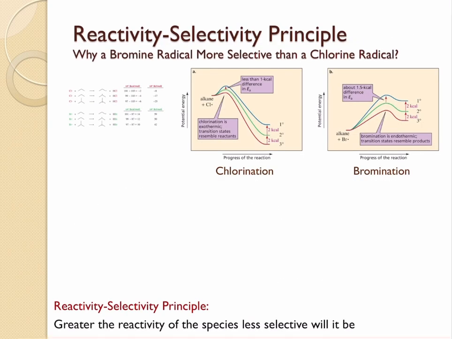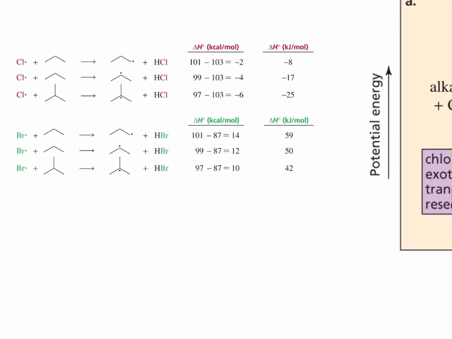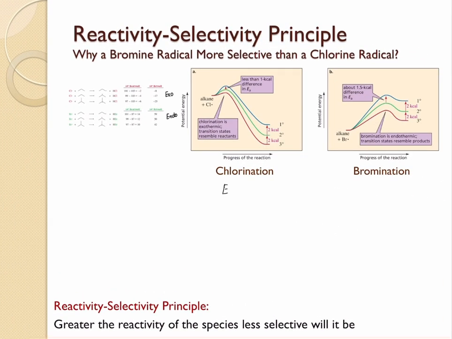Now we need to ask ourselves why a bromine radical is more selective than a chlorine radical. In order to answer this question, we have to look into the delta H for the formation of primary, secondary, and tertiary radicals by a chlorine radical and also by a bromine radical. Here is the delta H for formation of the radicals, where you can see that the chlorination is exothermic. This is an exothermic reaction, whereas this is an endothermic reaction. So chlorination is an exothermic reaction and bromination is an endothermic reaction. That's the very first information that we have here.